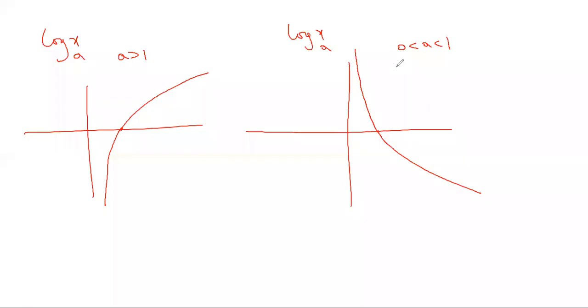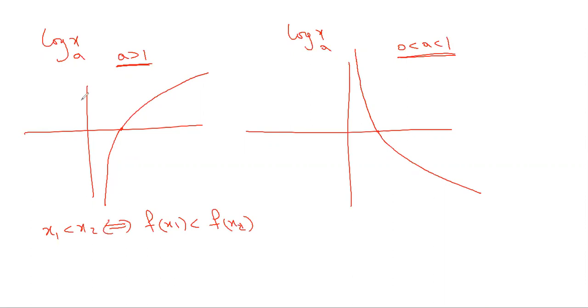So this is what we discussed in the regular class. Right? Log is an increasing function if the base is more than 1. Log is a decreasing function if the base is less than 1. And we also discussed that increasing function means x1 less than x2 implies f of x1 is less than f of x2.